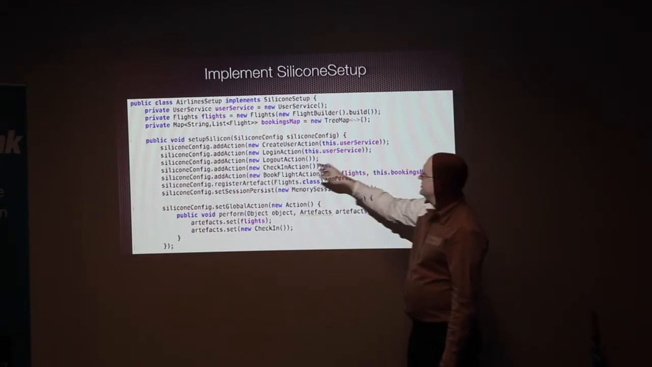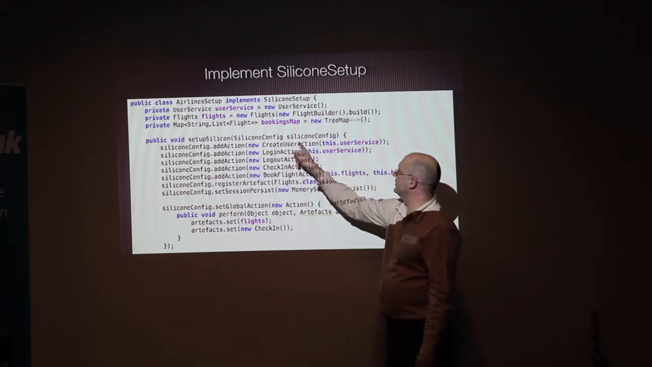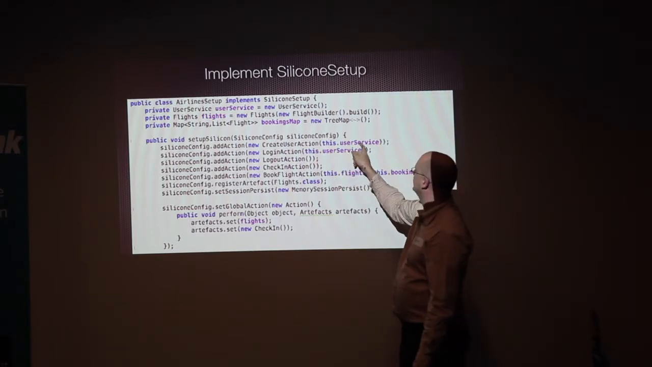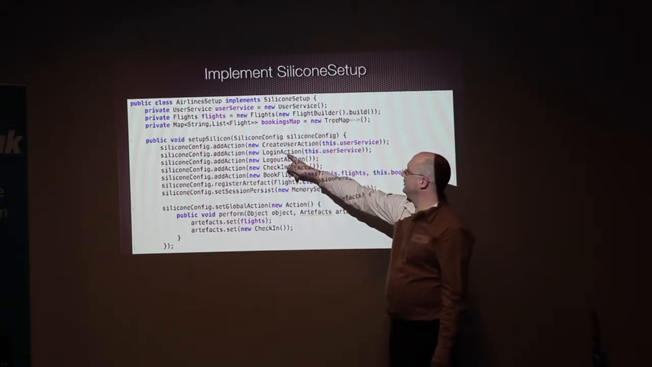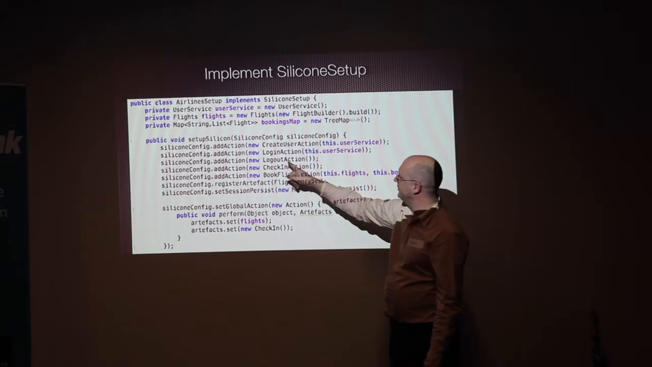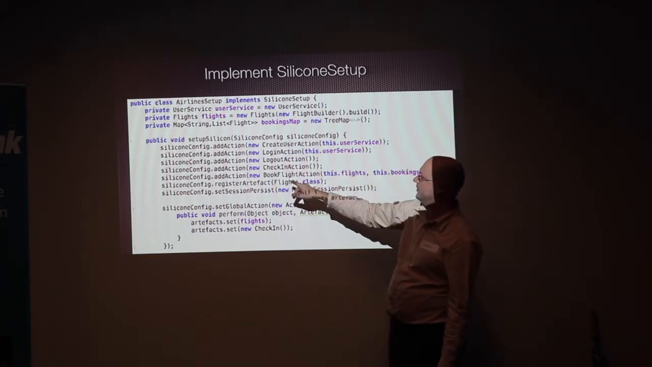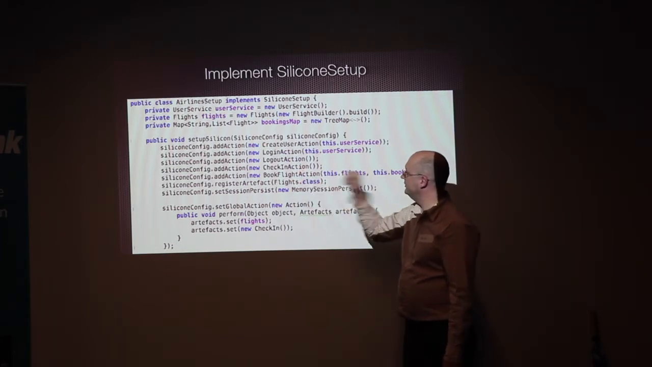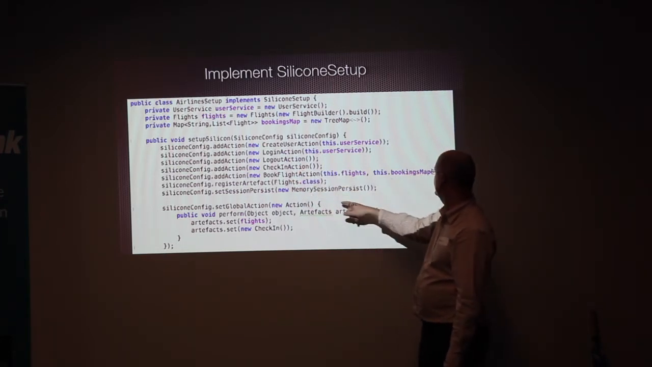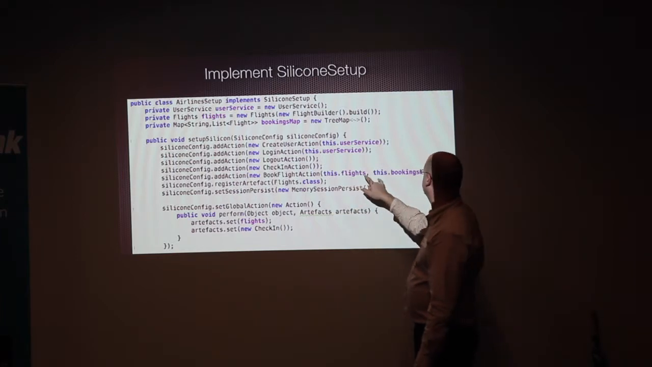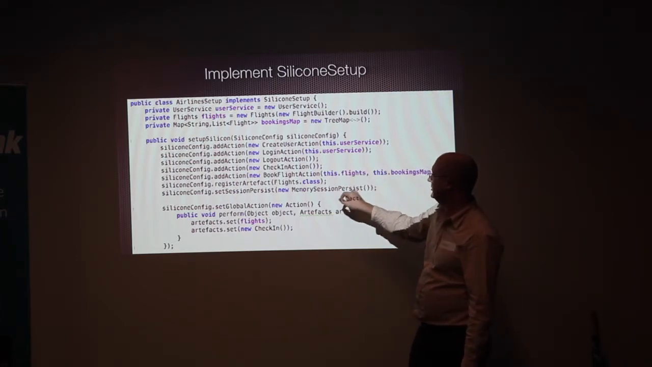So we register the actions. We create a user; that's the action that got implemented. It hooks up to the user service. Login action against the user service. Log out doesn't really need to connect to anything else. All it needs to know is how to log someone out. Check in for a flight, and book flight, which obviously needs to be able to get the flights and set them on bookings.